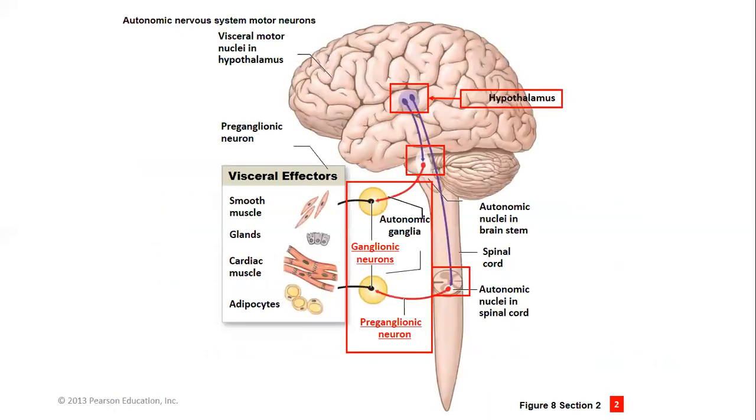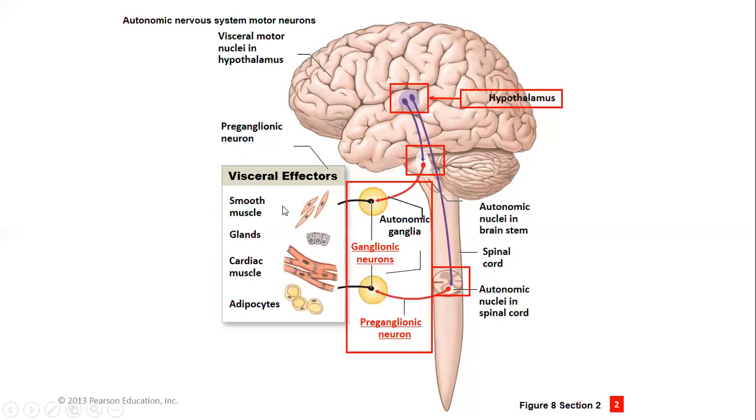So here's the hypothalamus up here, where you've got a control and integrating center. This cell body located here, its axon leaves and synapses on the preganglionic neuron cell body located in the brainstem. There's another preganglionic neuron cell body located in the spinal cord. So these are preganglionic neurons. Their axons leave the central nervous system and synapse on ganglionic cell bodies in the ganglia. And then the postganglionic axons, or the axons of the ganglionic neurons, innervate all the effector tissues.